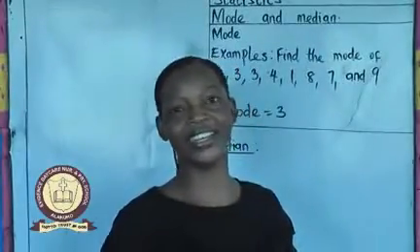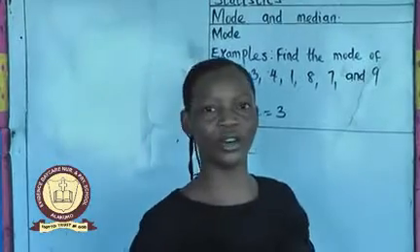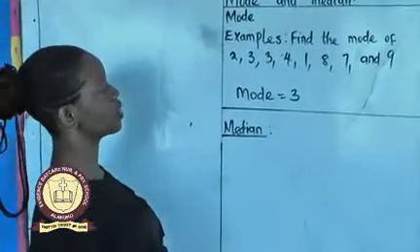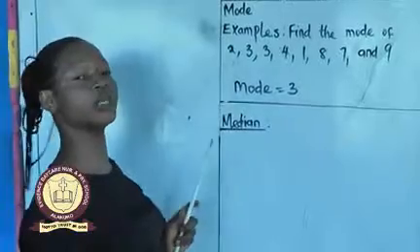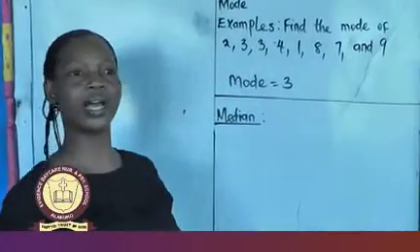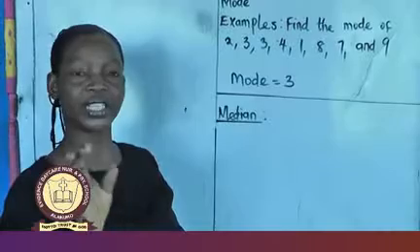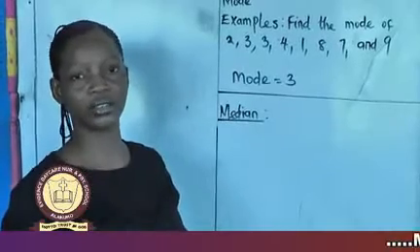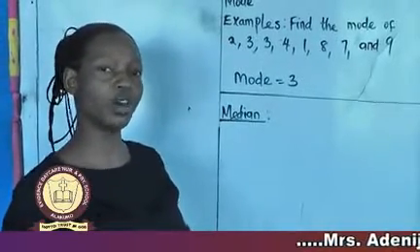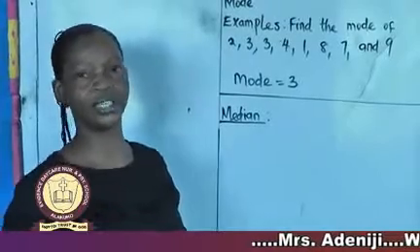Welcome back. Now let's find the median of the statistics. We are still using the example that we used for the mode. What is the median? Median is the number that you find at the middle of any set of numbers. That is, the middle number is your median. The middle number is your median.